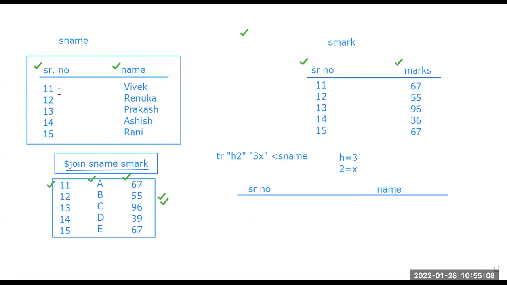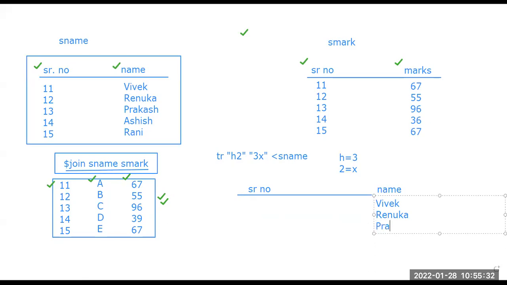First let us find out where h's are present. In which scenario are h's present? We can see there are two h's present, in Prakash and in Ashish. In these two names some h are present. So what will be the scenario? First of all, the first one is Vivek. It will not be changed. It will be the same as it is. Renuka, no changes will be there.